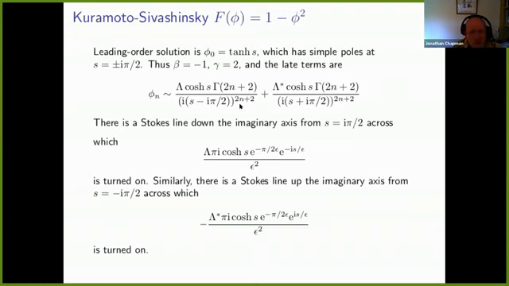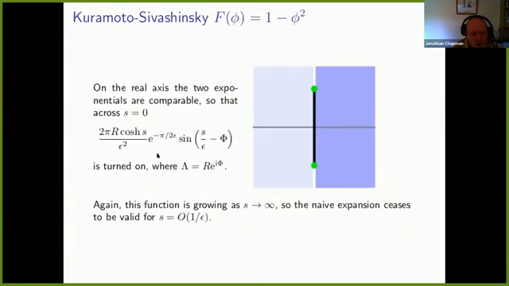You have 2 dominant behaviors in the late terms corresponding to S is i pi over 2 and S is minus i pi over 2. Something is turned on across a Stokes line down the imaginary axis from this one, and the conjugate is turned on from a Stokes line up the imaginary axis from this one. On the real axis, you find you have an exponentially small oscillatory term turned on, but it's exponentially growing at infinity again. So again, you find it's no solution.